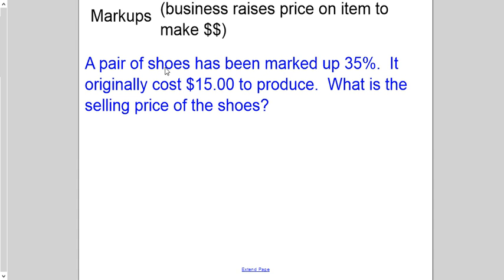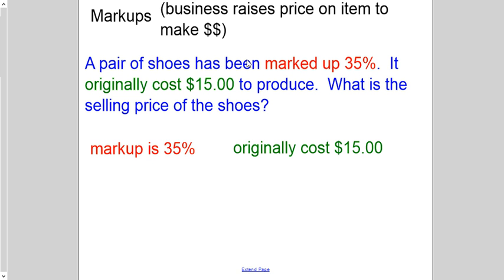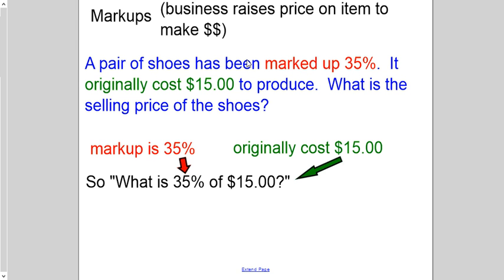Let's look at this. A pair of shoes has been marked up 35%. It cost them $15 to produce. What is the selling price of the shoes? Well, always focus on the markups first. We need to figure out what 35% of the markup is. So how much did it cost to originally make this item or to purchase it? In this case, it cost $15. So the real question is what is 35% of $15?